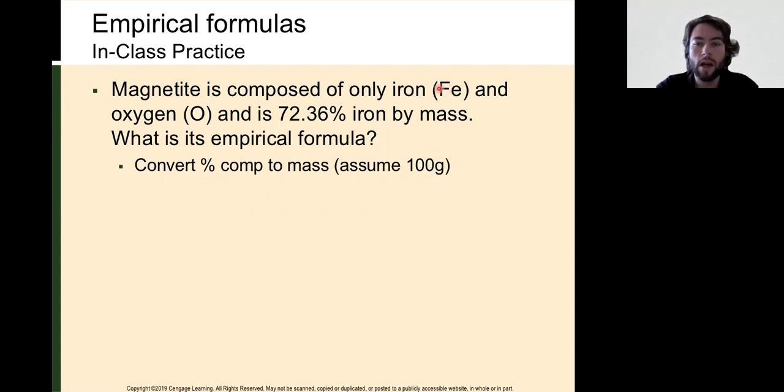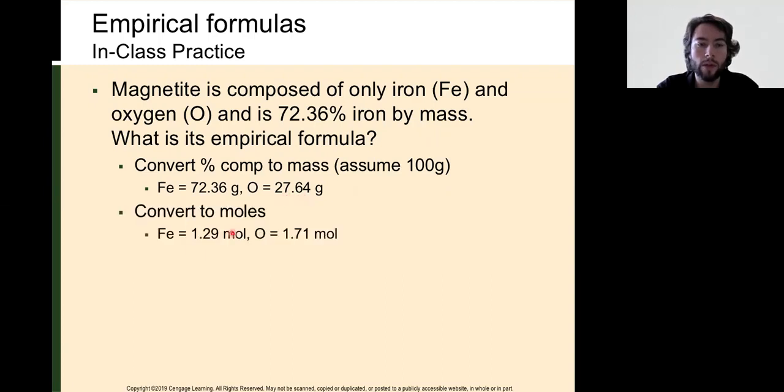In this case, iron is 72.36%, so we converted that to 72.36 grams. This then gives us oxygen as being 27.64, whatever is remaining in the percentage, because remember, magnetite is only iron and oxygen. So here we have the masses of iron and oxygen. Then we would convert these to moles. We get about 1.29 moles of iron to 1.71 moles of oxygen.